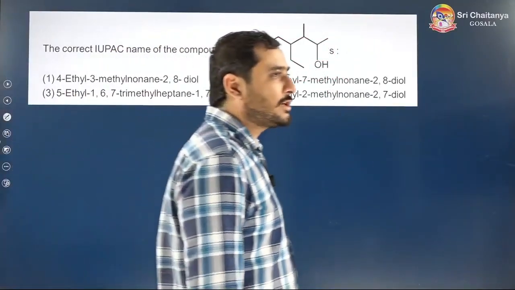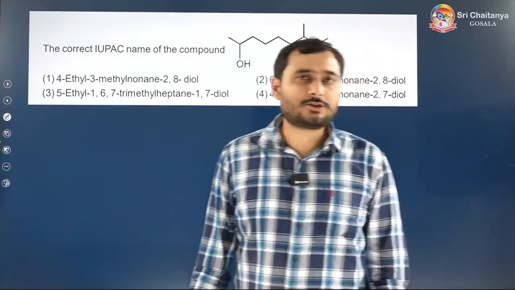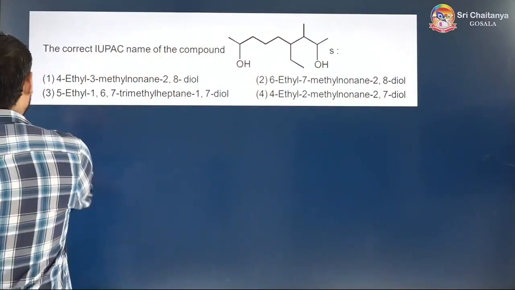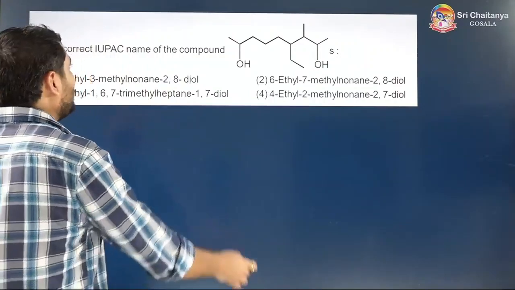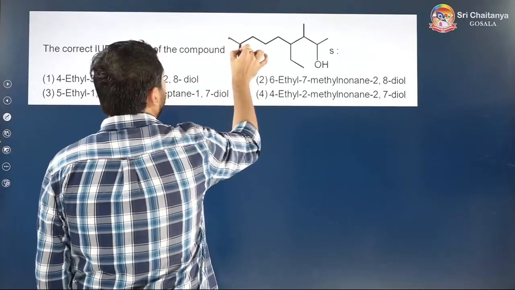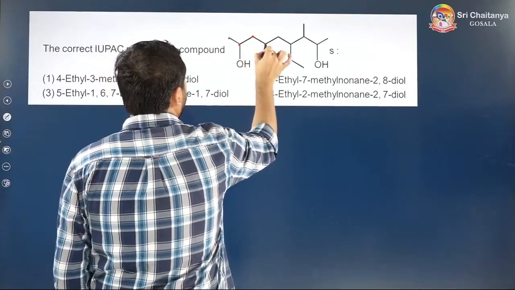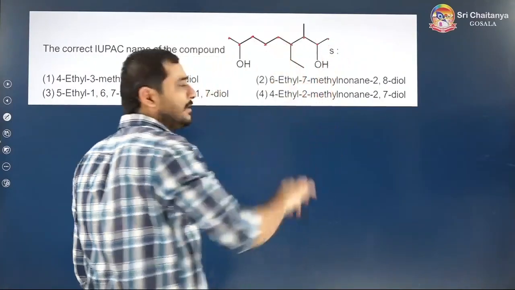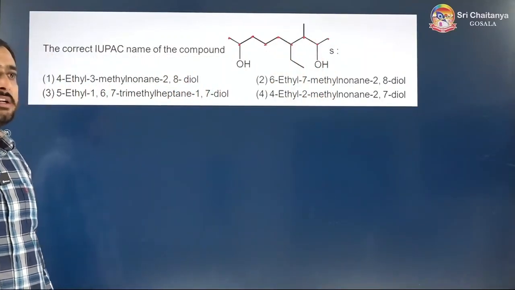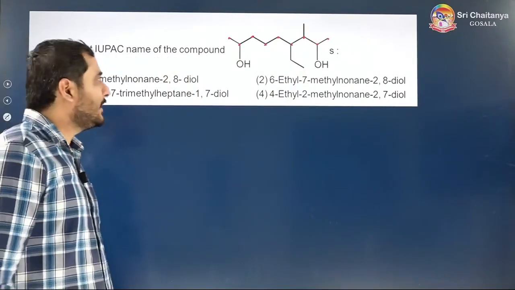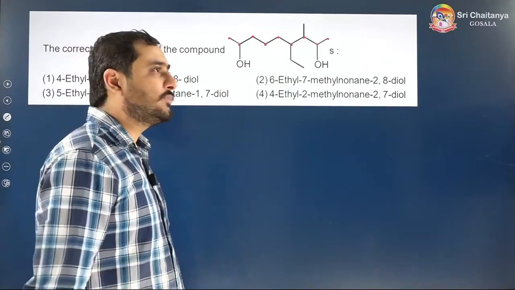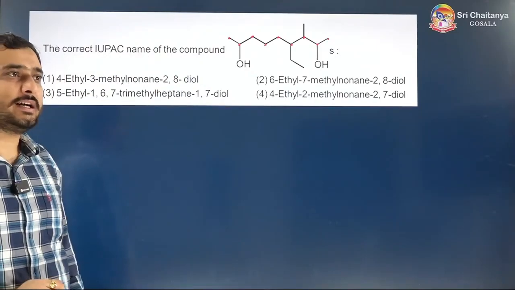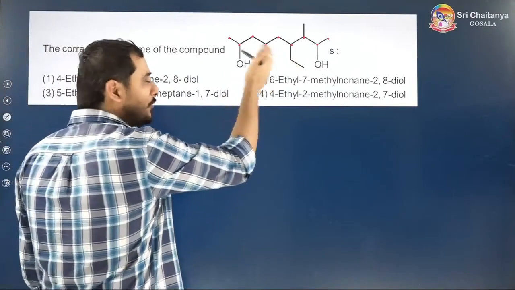Okay, let us move to the next question. This is also a question from alcohols. First you have to tell me how many carbon atoms are present in the parent chain. Select the parent chain. If we select the parent chain, how many carbon atoms? 1, 2, 3, 4, 5, 6, 7, 8, 9. So total 9 carbon atoms are present in the parent chain. Now after that, next is numbering. Numbering is done in such a way that the first functional group will get the least number, or the substituent will get the least number.